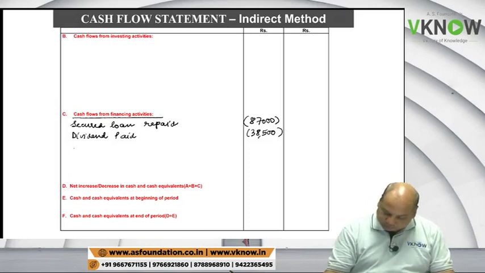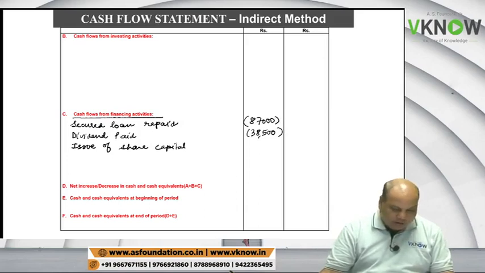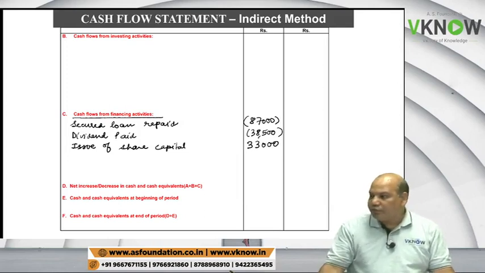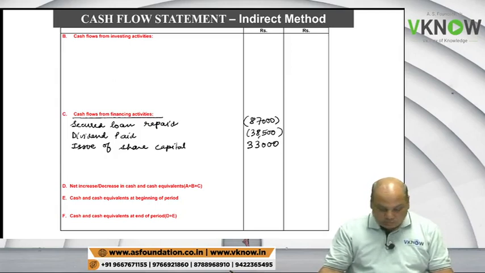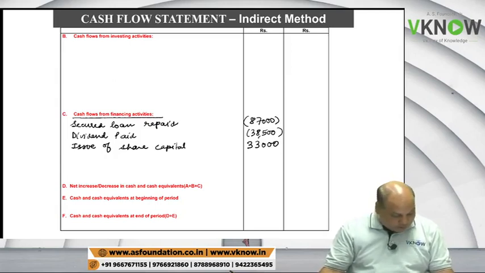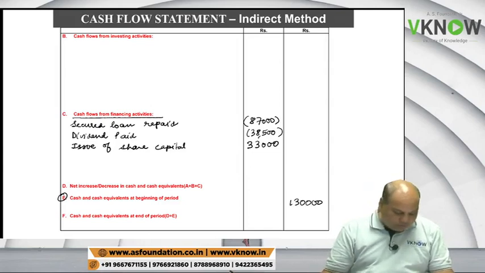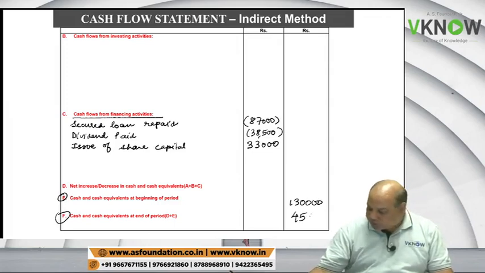Share capital, right, issue of share capital 230 minus 197, 33,000 positive. Okay, come on, next. Asset side, cash at bank. Point number E, cash at the beginning 1,30,000. Point number F, cash at the end 45,000.